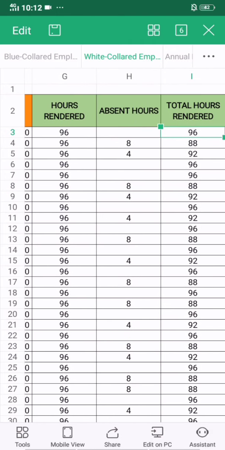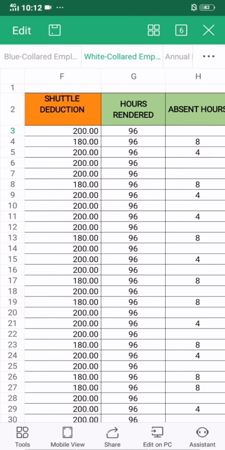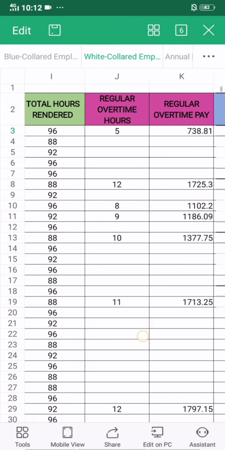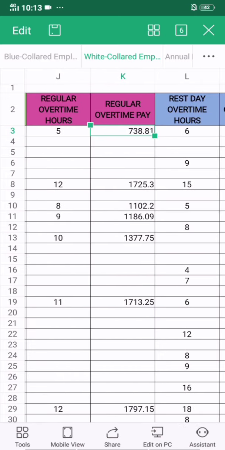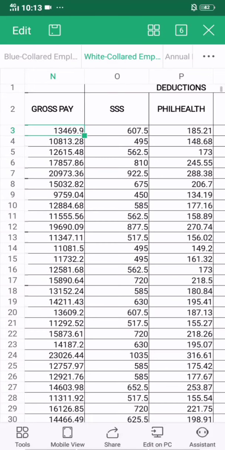To find our gross pay, we will find our hourly rate and then times it by total hours rendered and then plus meal allowance plus our regular overtime pay plus our rest day overtime pay so we can get the gross pay.